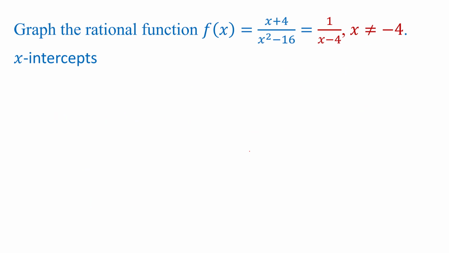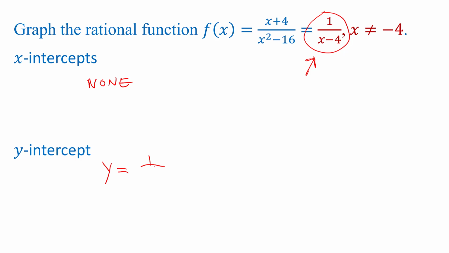Let's next look for the x-intercepts. I use the simplified version of the function to find x-intercepts. An x-intercept occurs when y equals 0, or in this case when f of x equals 0. With a 1 in the numerator, I can see that there is no way that f of x will be equal to 0 here, and so there are no x-intercepts. The y-intercept we identify by setting x equal to 0 in the simplified version of f of x, so y equals 1 over 0 minus 4, or negative 1/4. Thus, we have a y-intercept of 0, negative 1/4.